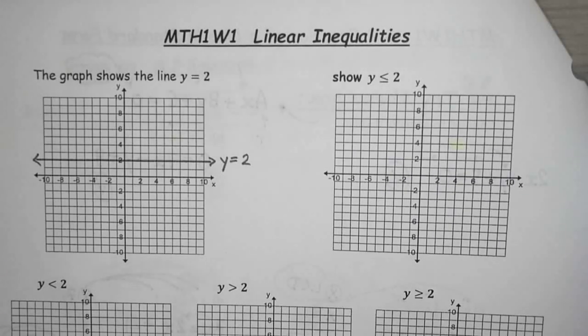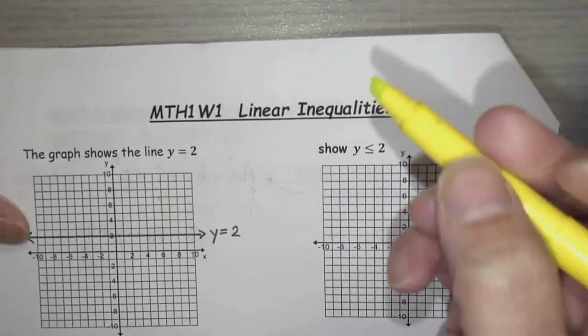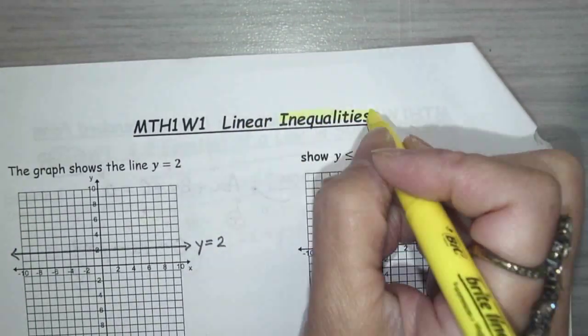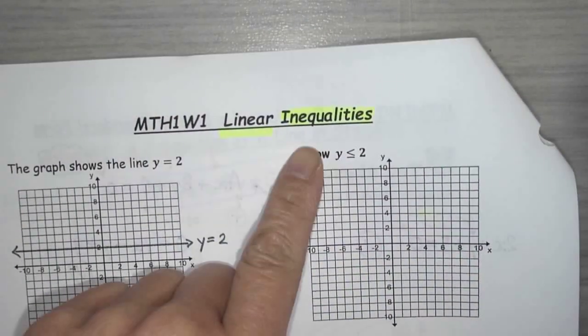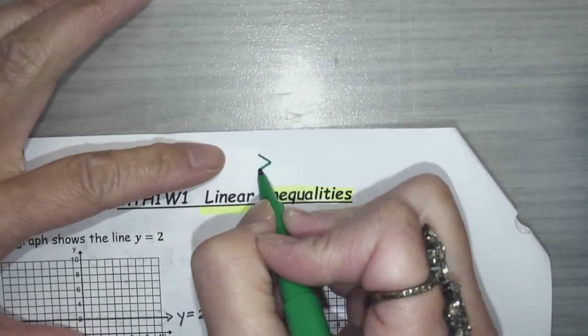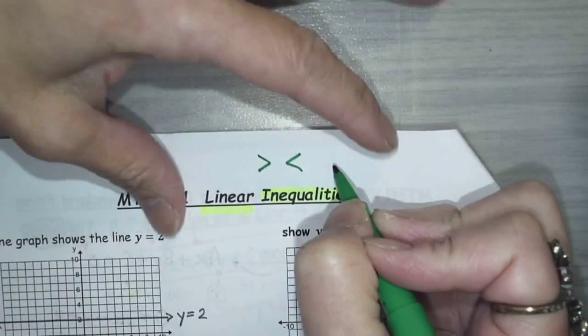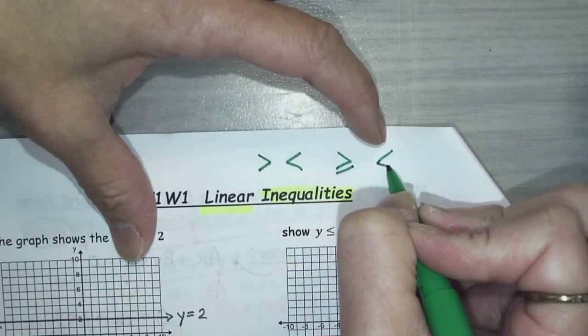Okay, in this video we are looking at linear inequalities. So this is a new word, inequalities. We've heard the word linear before. Linear just means a line. Inequalities is greater than, less than. This is greater than or equal, and less than or equal.